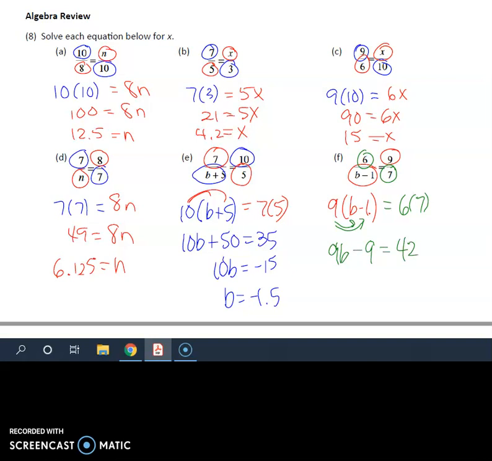If you didn't complete this correctly, correct your mistakes, turn the video off, complete the problem again, turn the video back on when you are ready to continue. So we're going to add 9 to both sides. So 9b equals 51. We're going to divide both sides by 9, and we're going to get 5 and 2/3, or 5.6 repeating.